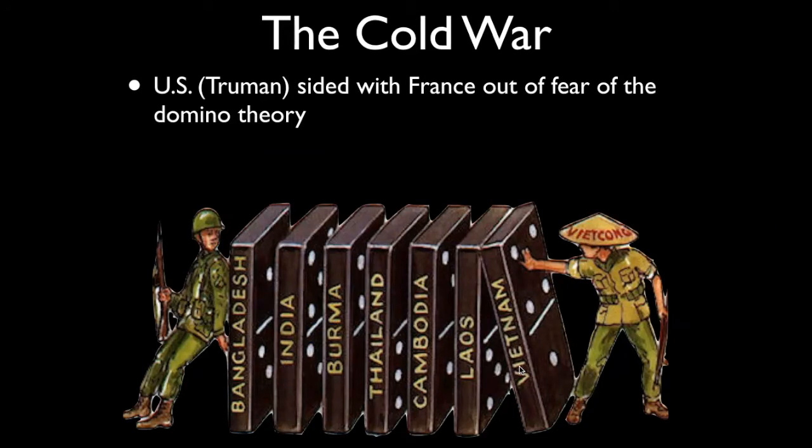And the real reason for this is the fear of the domino theory, right? The idea that if Vietnam goes to communism, other countries in Southeast and South Asia, like Laos, Cambodia, Thailand, Burma, India, and Bangladesh, would also likely move in that direction. This all comes back to that goal of containment.